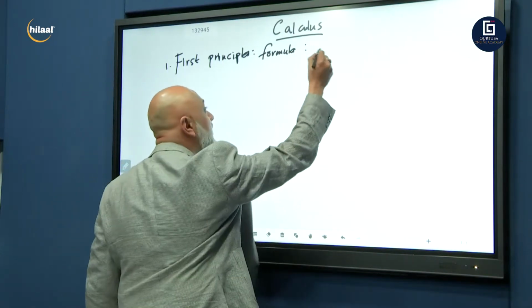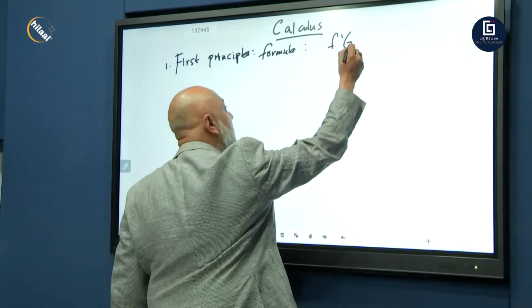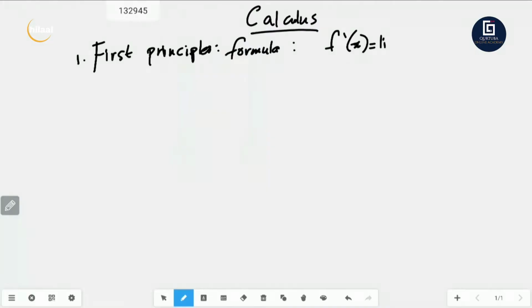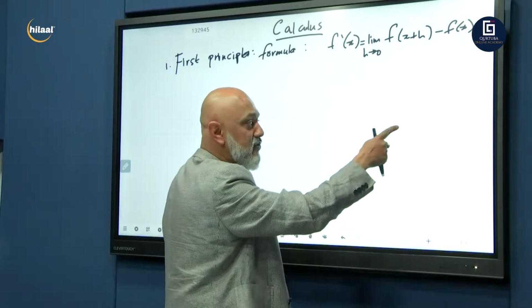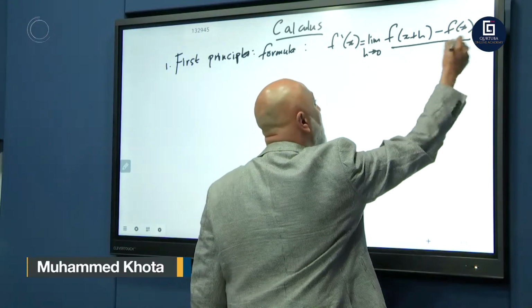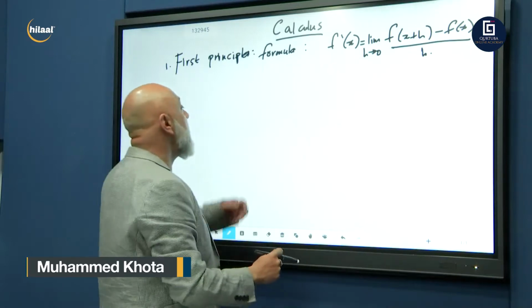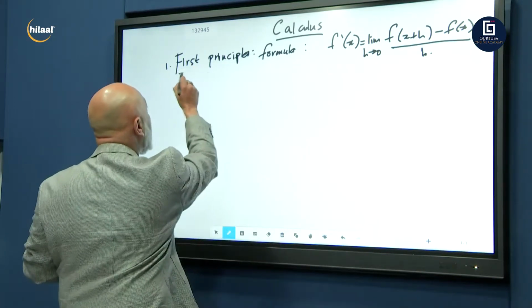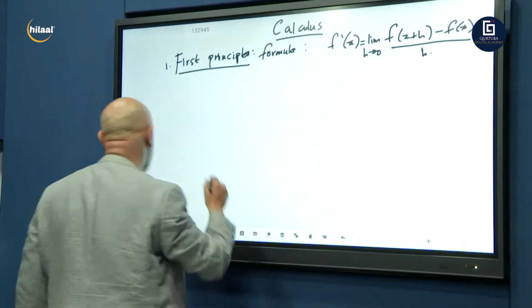And what is the formula? f dash x, the general gradient. The general gradient on graph f is given by the limit as h approaches 0 of f of x plus h minus f of x, all over h. Remember the gradient, y2 minus y1 over x2 minus x1. And there we go. Whenever they ask you to find the gradient or to find the derivative by using first principles, we use the formula.